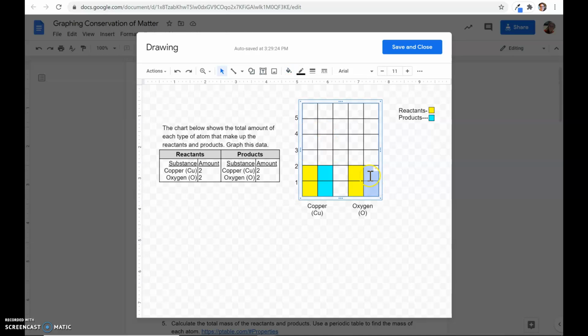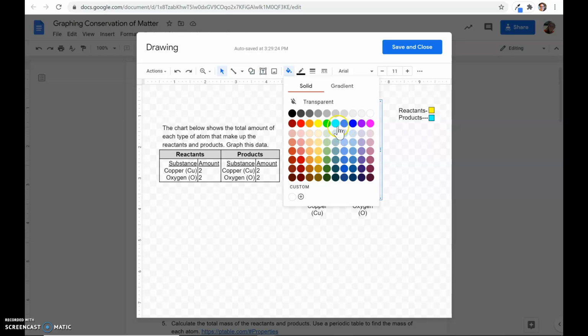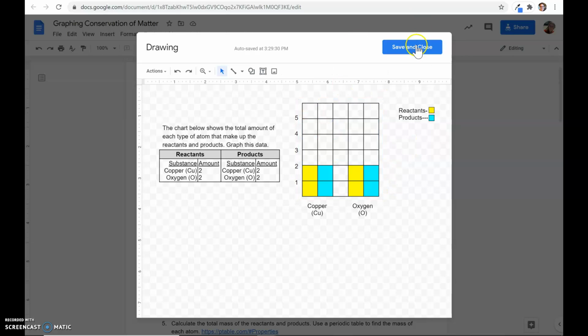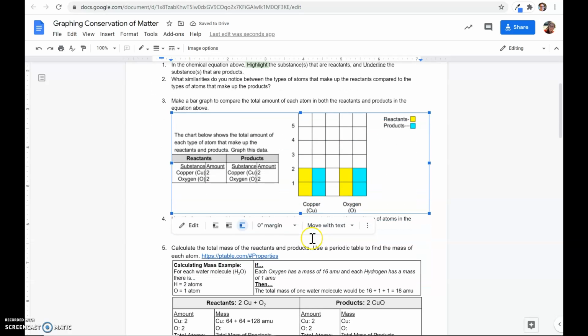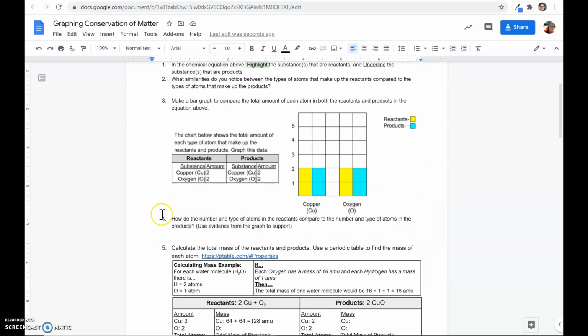Okay, and then you're going to go do this on your own paper. So pause the video and go complete this just like this. At the end, you're going to click Save and Close, so it should look like this. Okay, after you're done with that, you're going to move on to number 4.